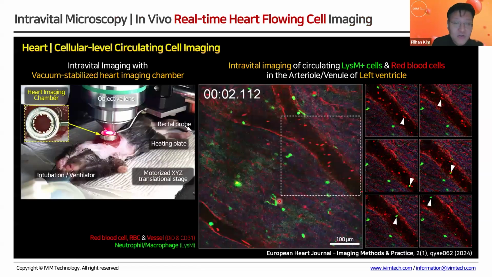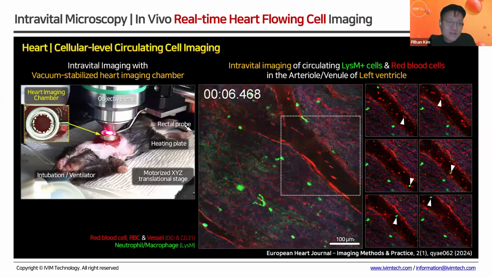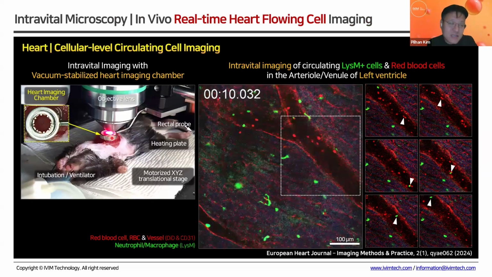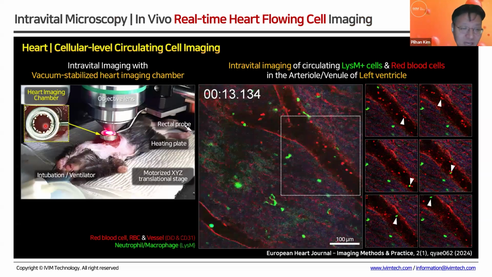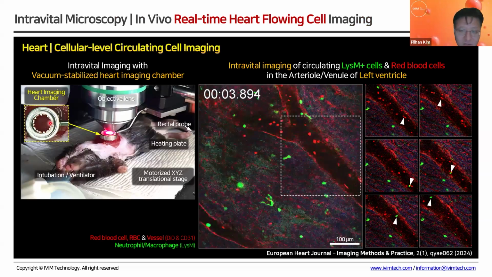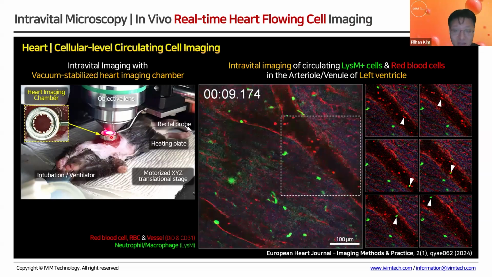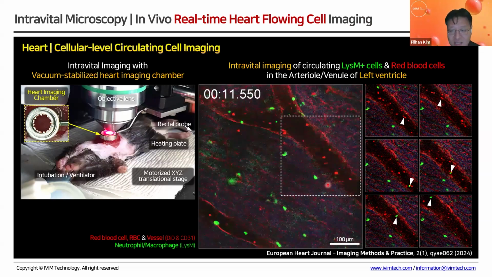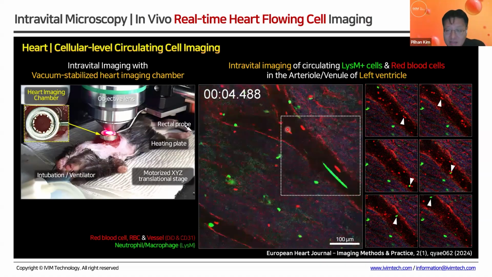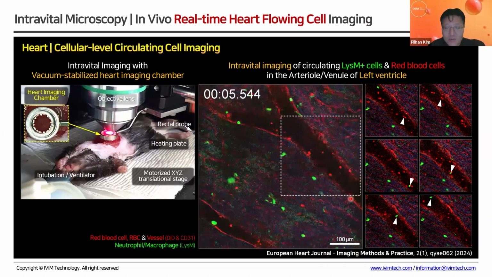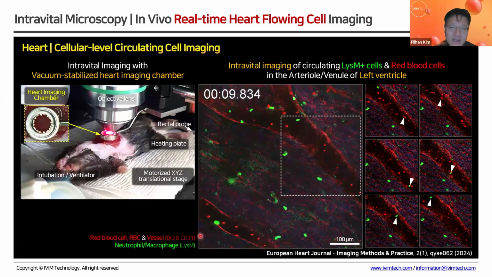Okay, and then we can also use the same principle for heart imaging as well. So in this example, as you can see, this is the heart surface stabilized. This is 2 millimeter diameter. So this beating heart surface can be stabilized by using the same principle of negative air pressurization. And after that, we can directly see the heart beating and these flowing cells inside the coronary vessel in the heart surface. Okay.